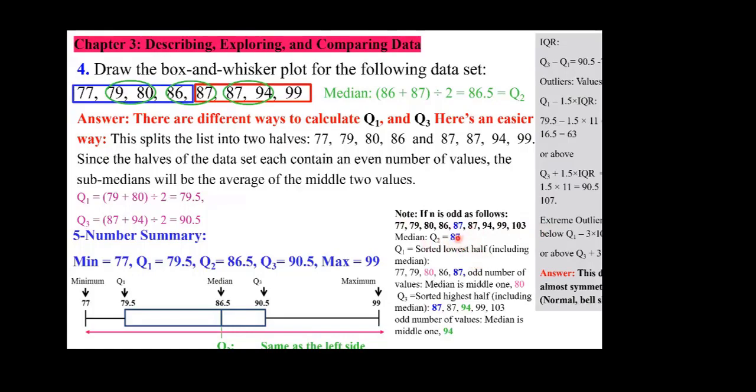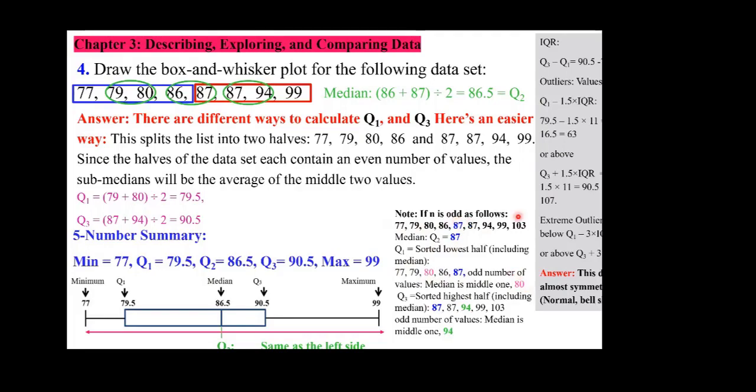What about Q sub 1? There are really several ways of doing it. The one that I showed you with the locator, there are some cases that they consider the median with the lower half and they consider it with the upper half. There are cases that they drop it in both cases. Most of the time you keep it with both. So in this case, if I'm looking at the bottom half, take a look. I have this number 77 all the way to 87. Now the median for that is 80.